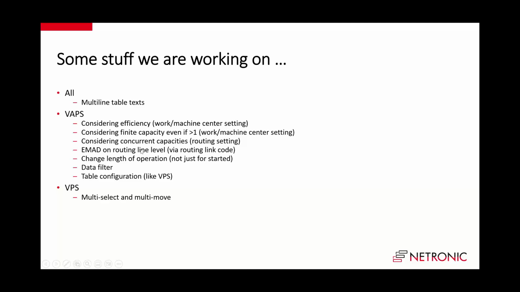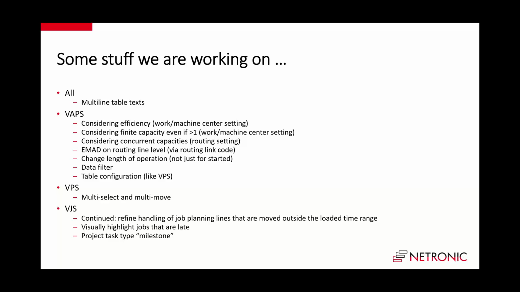We will nevertheless come up with a really cool feature in VPS, where we will test this, gather some experience, and then try to see what we can learn to bring it to VAPS. And this is that we can select multiple production orders or multiple operations at the same point in time and then move them in one go. I have already seen a very encouraging internal beta version, so I'm looking forward to seeing it in the VPS and then potentially later also in the VAPS.